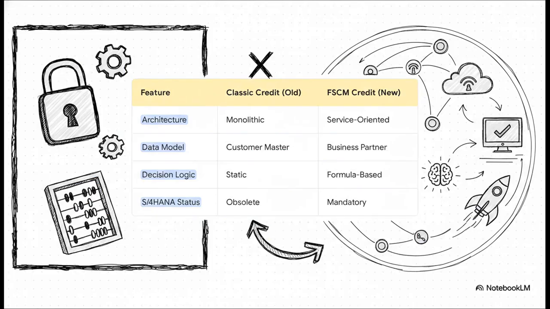See, in the old SAP systems, credit checks were pretty simple, kind of static. But in the new S/4HANA world, that whole system is obsolete. The new way, called FSCM, is mandatory. And you can see why. It's way more flexible. Instead of a simple static limit, it uses powerful formula-based rules that can even check with external credit agencies in real time to make much, much smarter decisions.